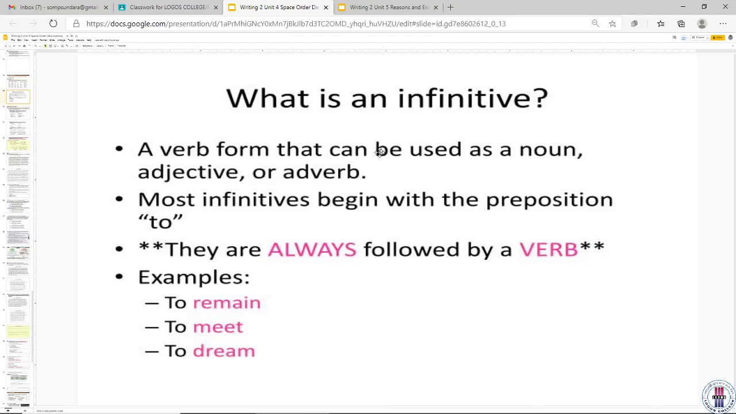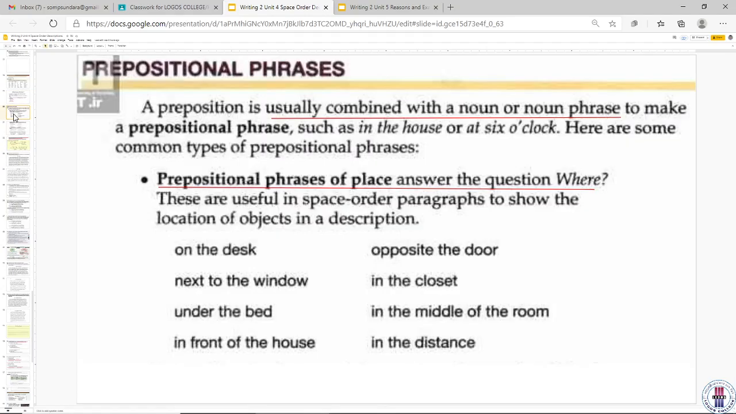So the infinitive, it could be used as a noun, right? So all of this is considered a noun. Most infinitives begin with the preposition to. So this could be confusing to a lot of people. So be careful. If you see to, and then the next word is a verb, it is an infinitive. To remain, to meet, to jump, to dream.